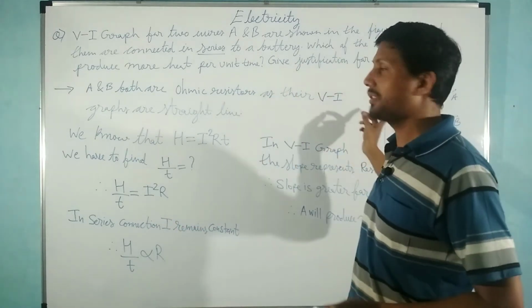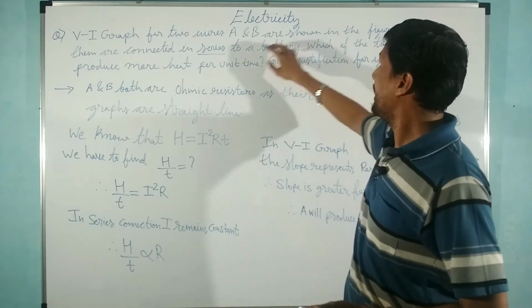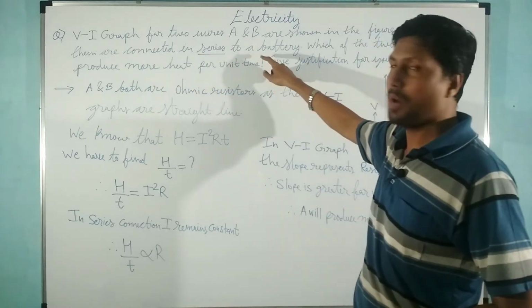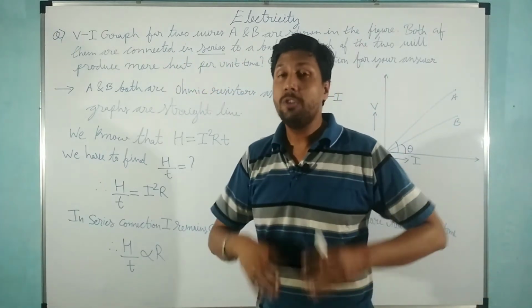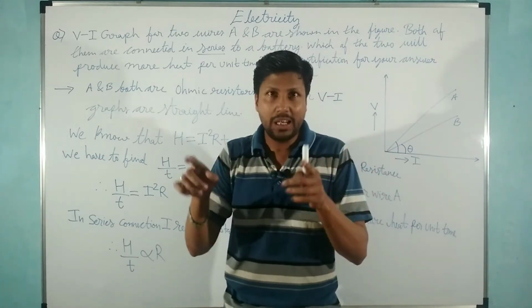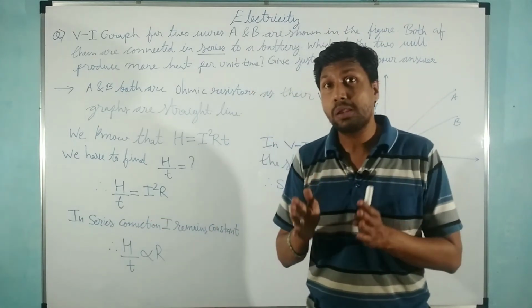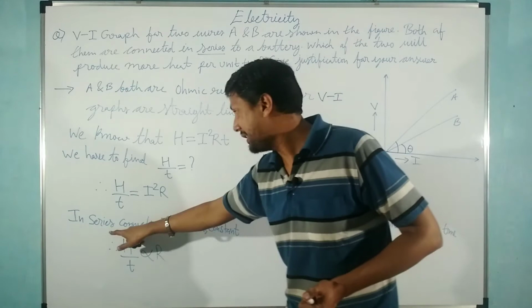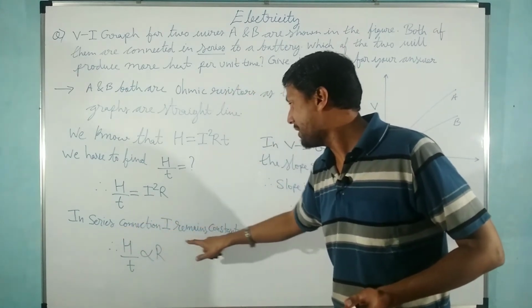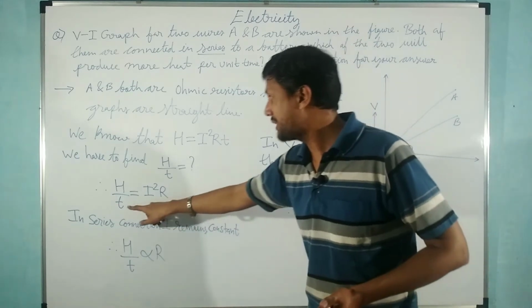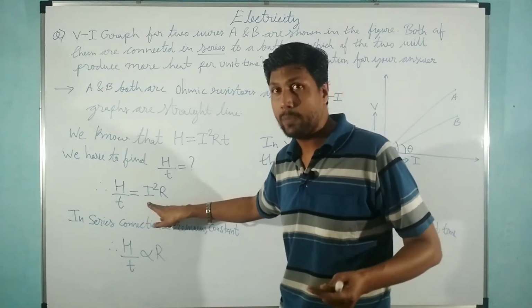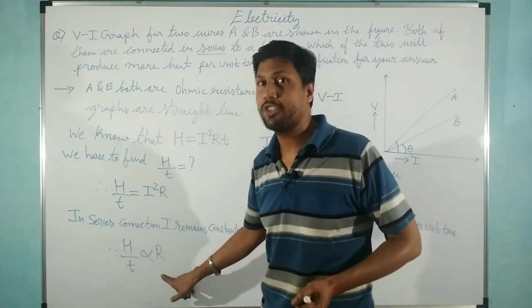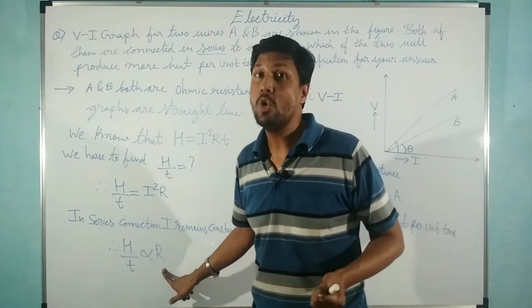Now both the wires A and B are connected in series. You can see here, both of them are connected in series to a battery. In series connection, we all know that when resistors are connected one after the other, the current remains constant across both the resistors. So here also, in series connection, I remains constant. If we take I as constant, then we can say that H upon T will be directly proportional to the resistances of the two wires.